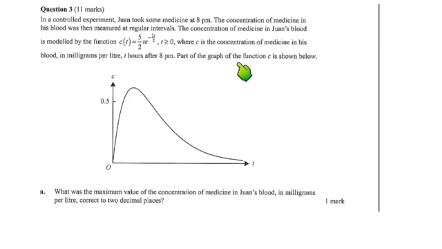Alright, that's the graph down there. Okay, it looks like a nice little question, guys. Probably a bit of CAS in here, a bit of fiddling around with various parameters in the graph and times and concentrations and things. What was the maximum value of the concentration of medicine in Juan's blood in milligrams per litre, correct to 2 decimal places? Probably a case for CAS, I would say. It's a 1-mark question. All they want is the answer, so let's go for it, guys.